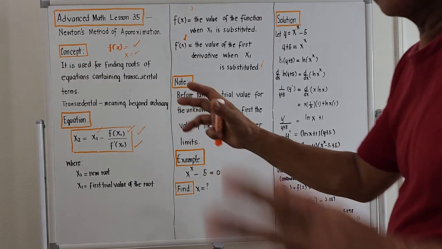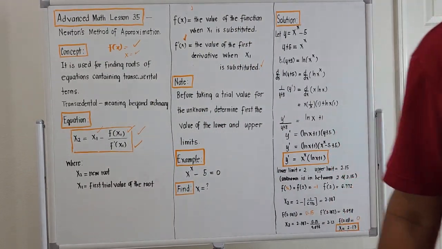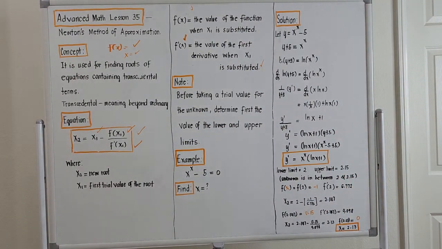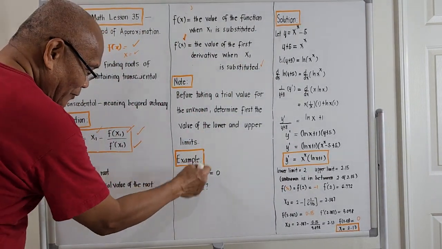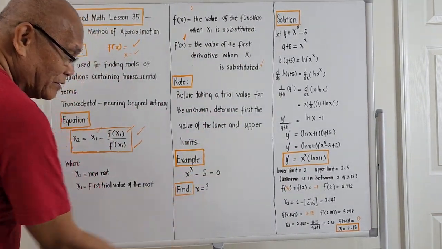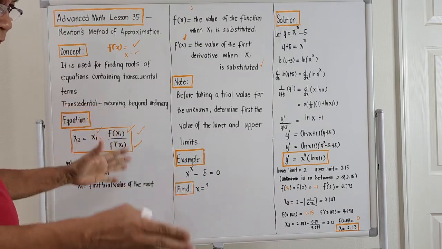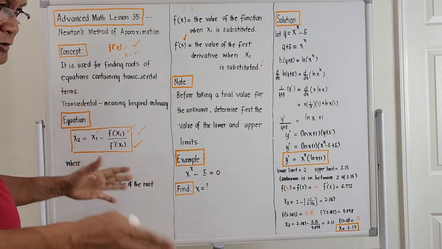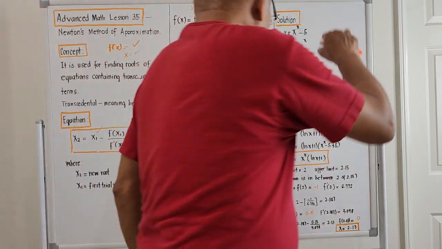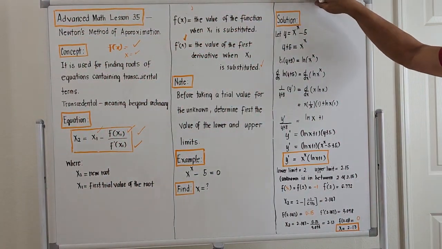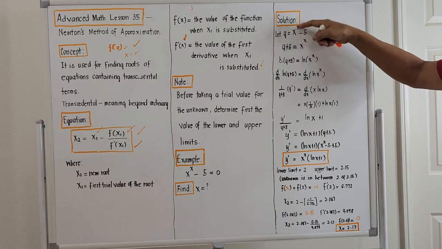Okay guys, let's continue. Example will be x to the x minus 5 equal to 0, find for x. Okay, let's try to bring out the proper solution of this using Newton's method of approximation. For the solution of this, we will let y equal to x to the x minus 5.